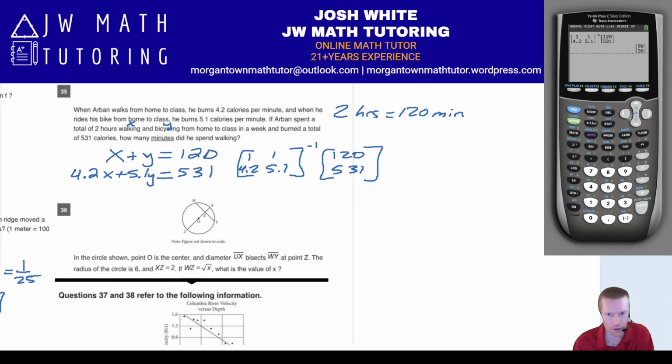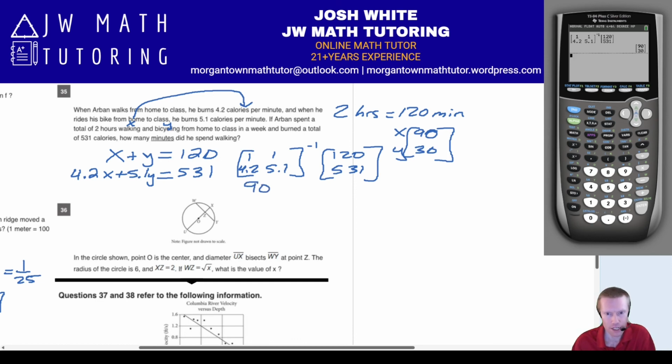Okay, so notice the answer comes back as 90, 30. It looks basically something like this. The top number is always for the first variable, so this is for x. The bottom number is for the second one. So x is what I used for walking because that is, first of all, what I wrote, but also that's what corresponds to the 4.2. So that means the correct answer to this problem is just 90. So you just grid in 90, and that is the final correct answer. 90 minutes were spent walking.